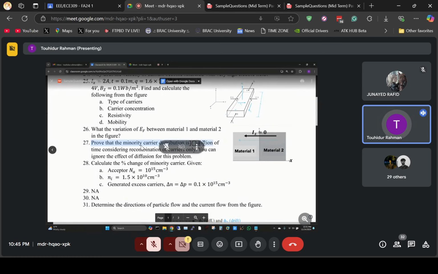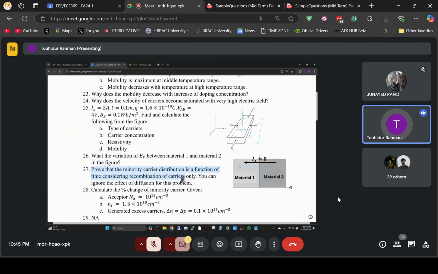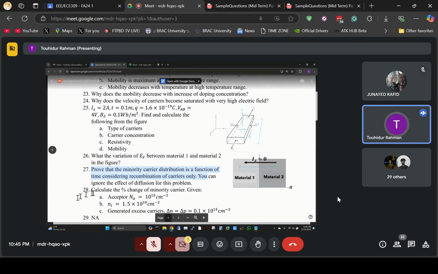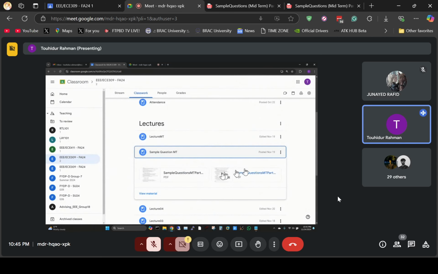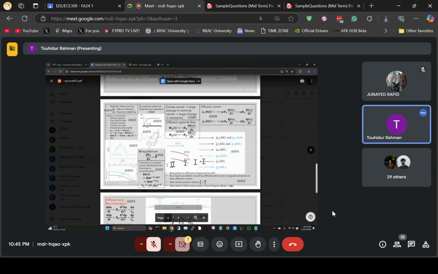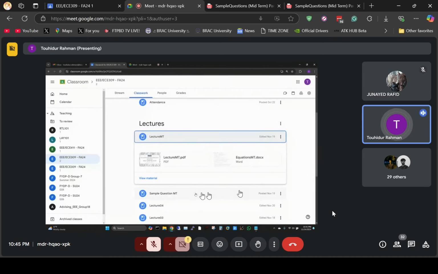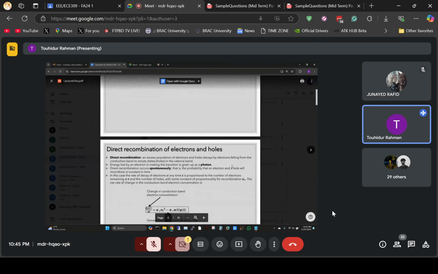Prove that the minority carrier distribution is a function of time, considering the recombination of carriers only. You can ignore the effect of diffusion in this problem. Okay, so let me check. That would be 27. So here it is, question number 27, and it should be lecture 4, I guess, the very first one.